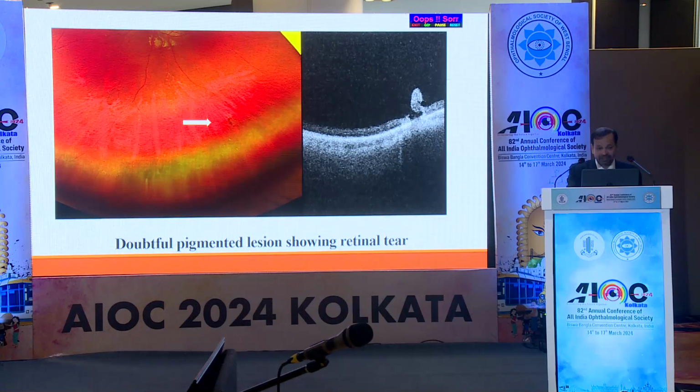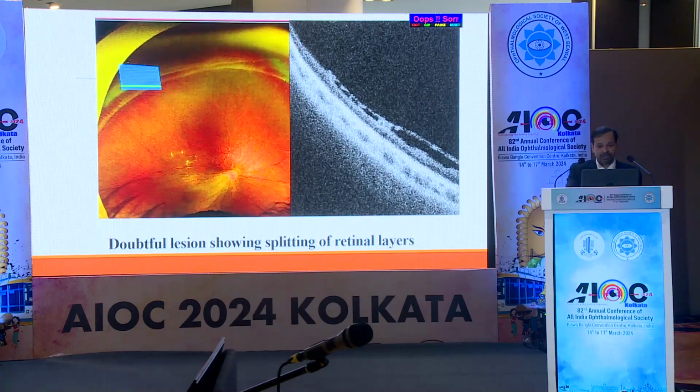Again, a particular lesion, you can see a pigmented sort of lesion anterior to the ora. Normally, you would just label it as a pigmented lesion and probably not treat. But you see on OCT, there is a retinal flap, a full thickness hole. There is no fluid as of now. But again, in your clinical practice, you would like to treat this one.